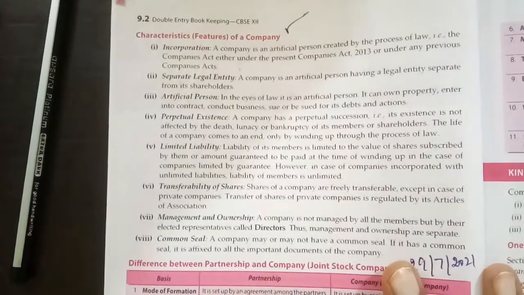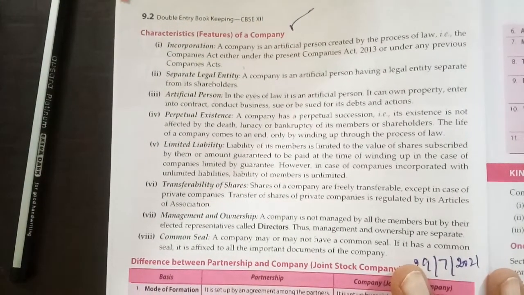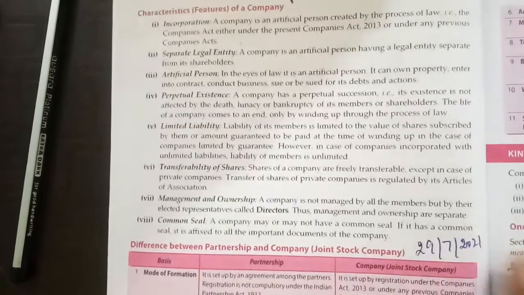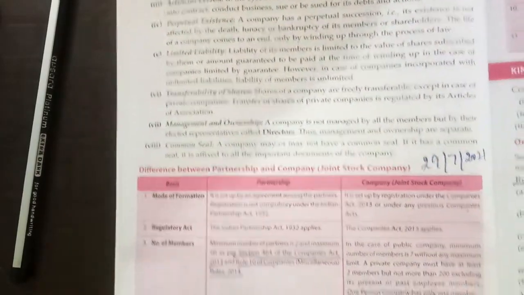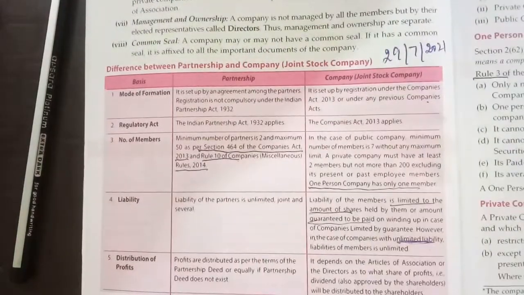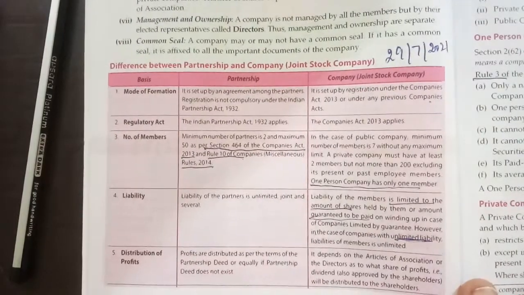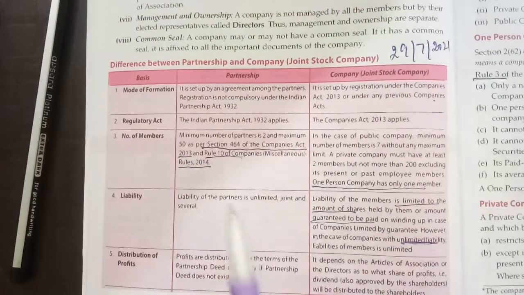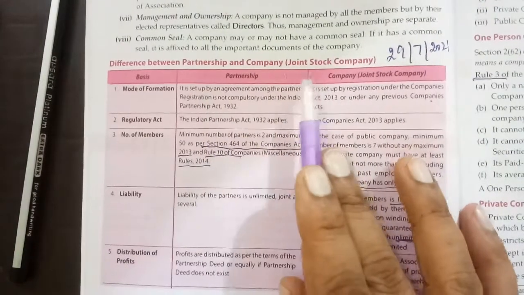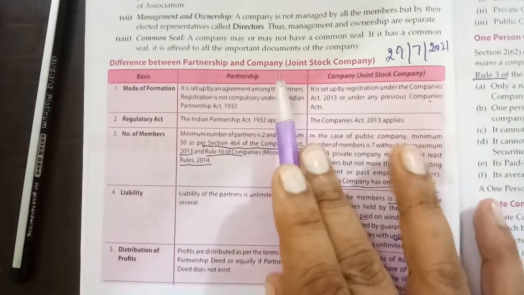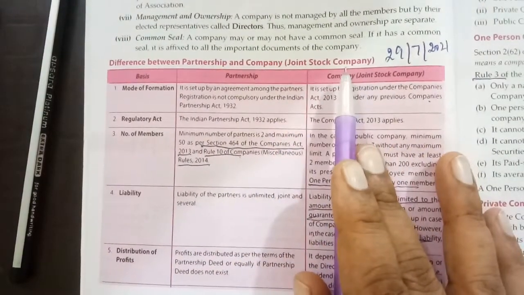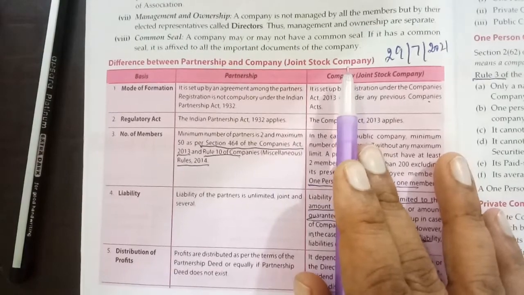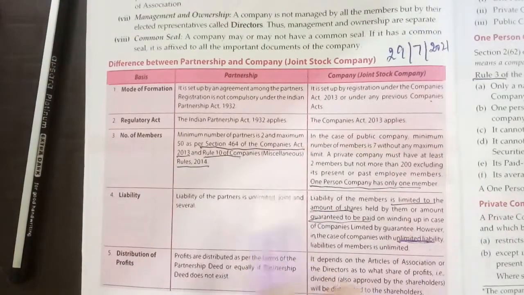Previous lecture के अंदर we have already covered meaning of company and their characteristics, and today we are going to start difference between partnership and company account. So let's see what is the difference between partnership and company. What type of company? Joint stock company, यानी public limited company. So let's make a difference between these two.